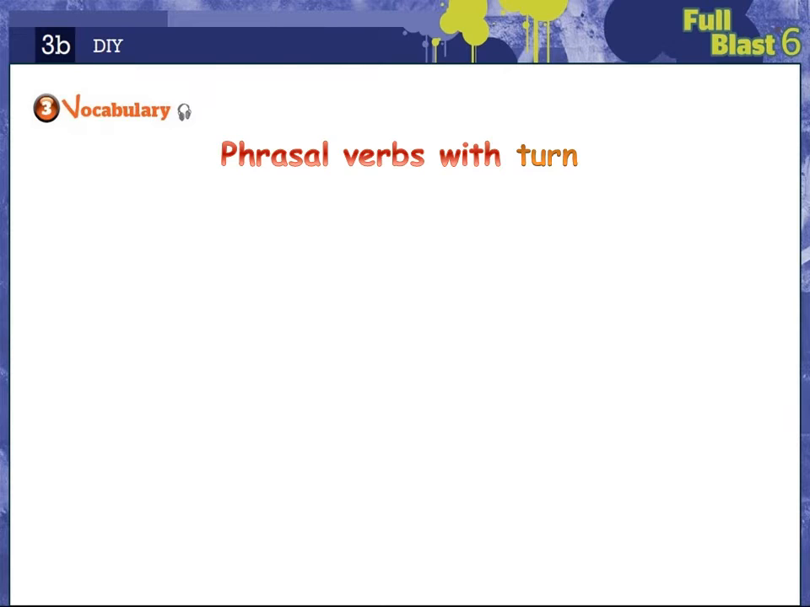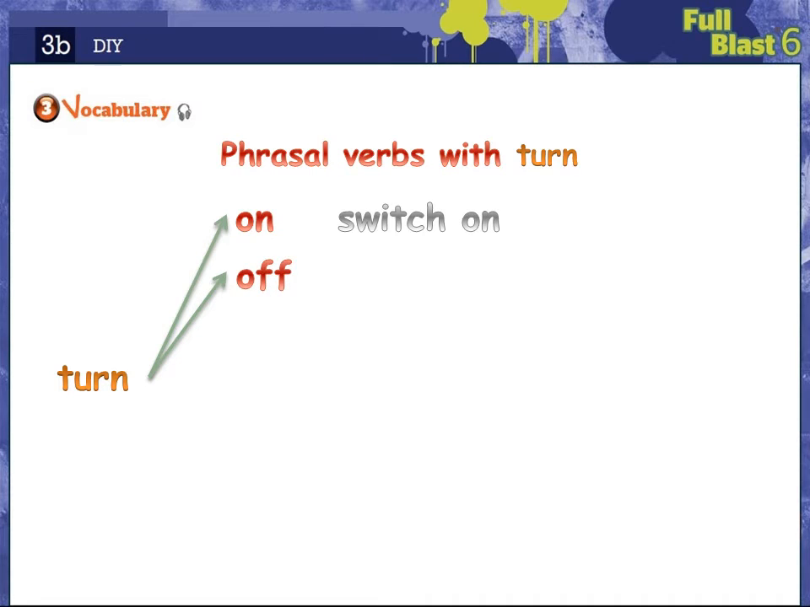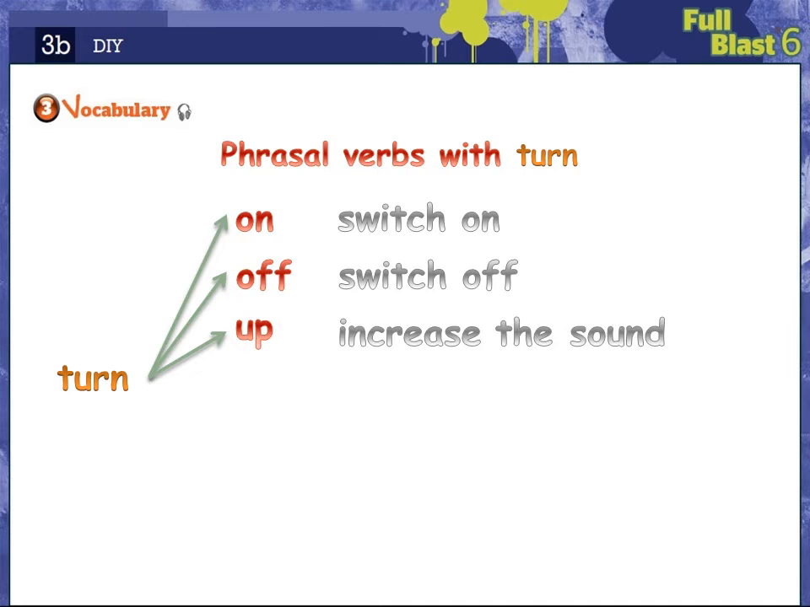For example, turn on means switch on, يشغل. Turn off means switch off, يطفئ. Turn up means increase the sound, يرفع الصوت. Turn down means reduce the sound, يخفض الصوت.